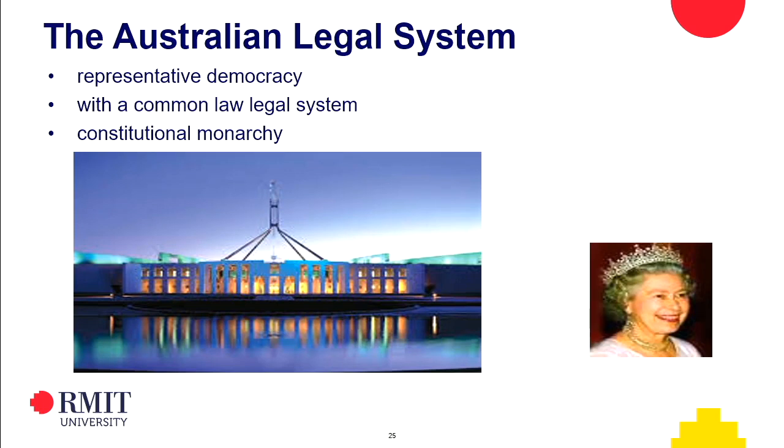And one that's a bit unique is that we're a constitutional monarchy. So that means that we have this constitution that establishes or underpins the legal system. And in fact, the Queen is still the head of our system, which is a bit funny because the Queen is from the UK. It's a bit historical.